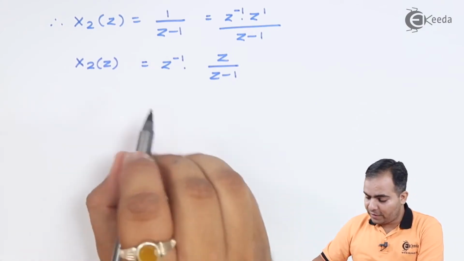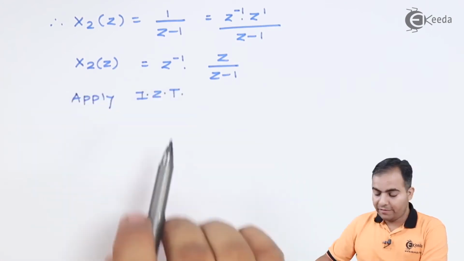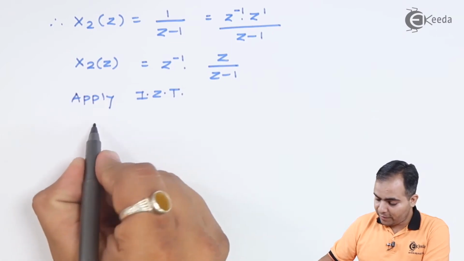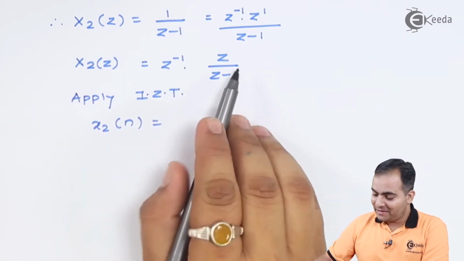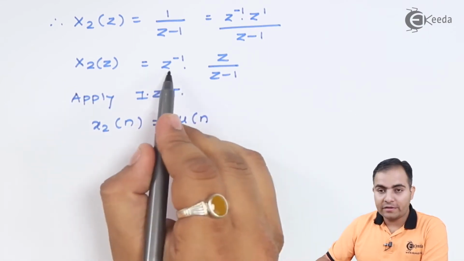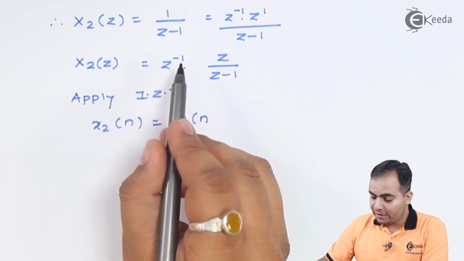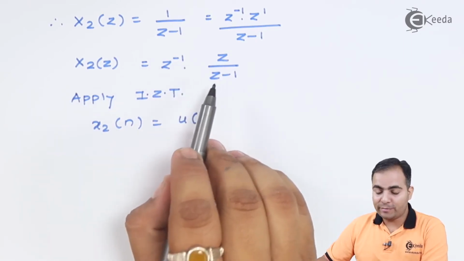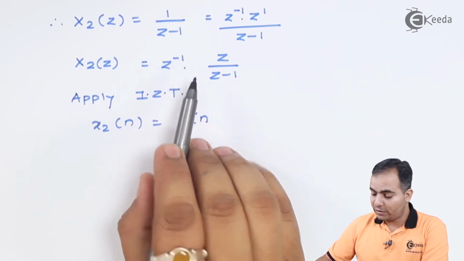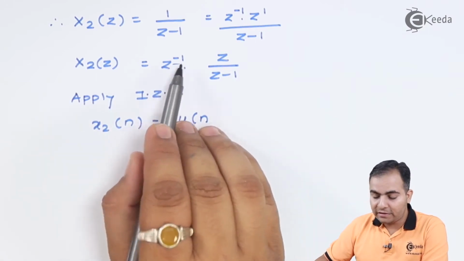This is my X2 of z. Now if we find the inverse Z transform of X2 of z, then if we apply the inverse Z transform on both sides, I can say that X2 of z is nothing but my x2 of n, and z upon z minus 1 is simply u of n. But here this z upon z minus 1 is multiplied by z to the power minus 1, which means the original function, which is in the discrete domain, is delayed by 1.